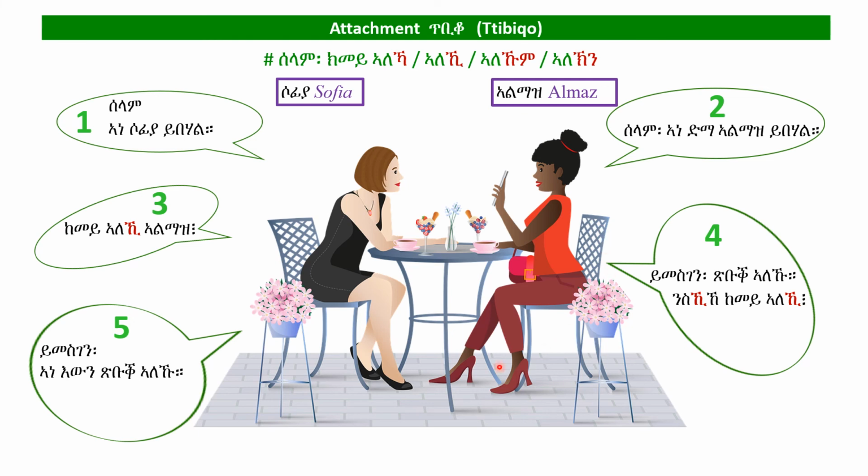Here is a picture to show us which person says which sentence. Sophia and Almaz. Salam, ane Sophia ibahal. Salam, ane dma Almaz ibahal. Kame allekhi Almaz. Yimesgen tbuq allohu. Niskha kame allokhi. Yimesgen ane tbuq allohu.